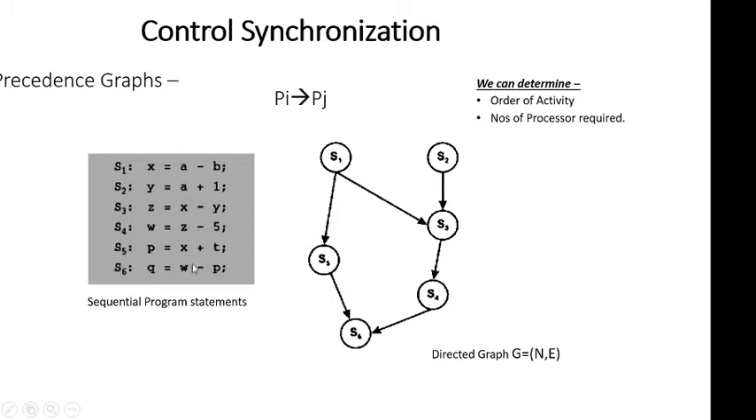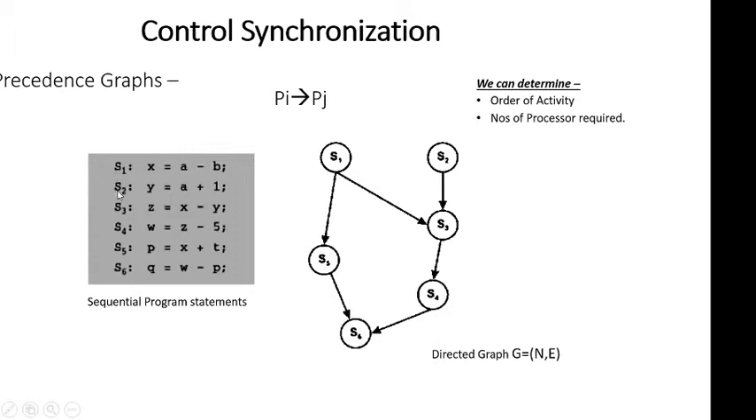So here we've got the graph. To draw a directed precedence graph, we must first find those statements that can run concurrently. In our case, S1 and S2 can run concurrently. We've written S1 and S2 here. Then S3, after that it's sequential programming.